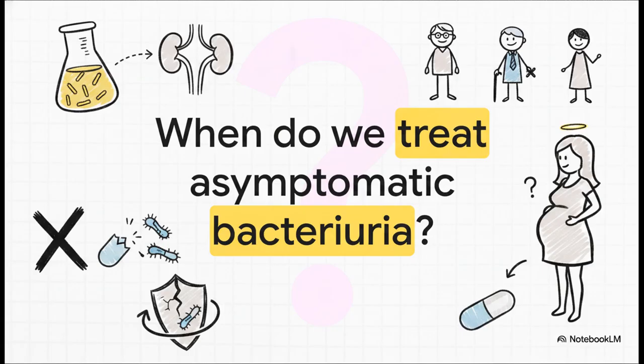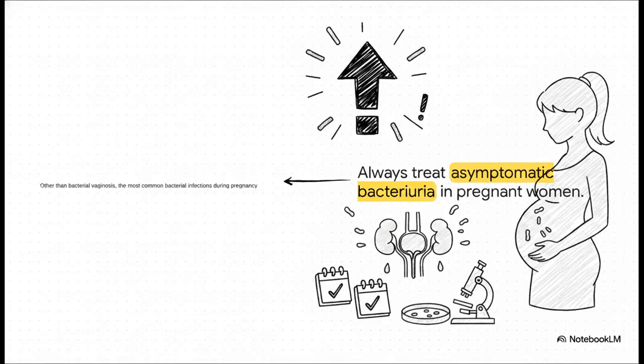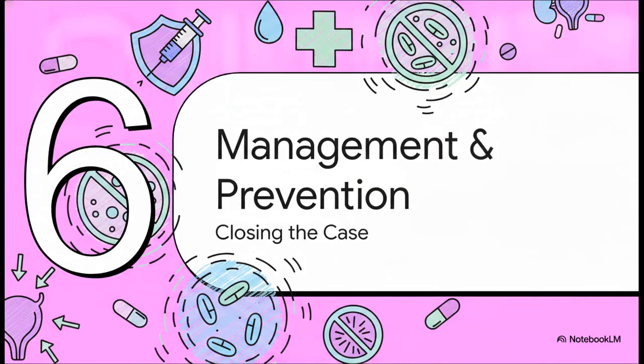But there's one massive exception. You're going to want to write this high-yield pearl down. While we leave healthy adults alone, we always treat asymptomatic bacteriuria in pregnant women. Why? Because the physiological changes of pregnancy make the urinary tract highly susceptible. Leaving it untreated leads to a staggering 75% of pregnancy-associated pyelonephritis cases. It's wild. And that is exactly why all pregnant women are routinely screened with a urine culture at their very first prenatal visit.